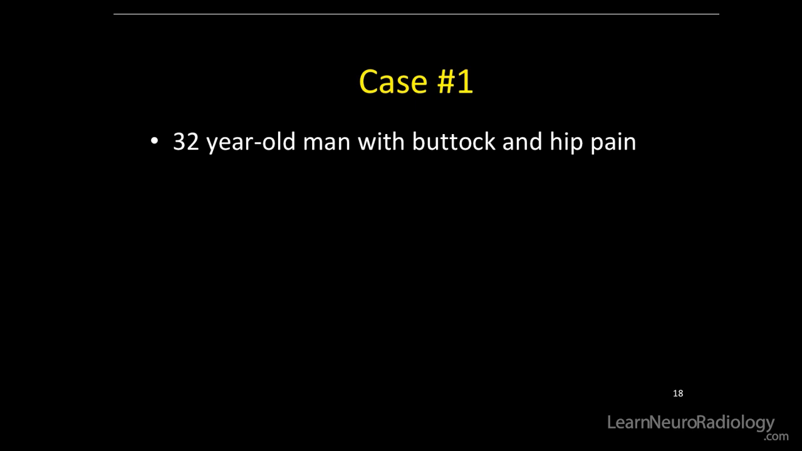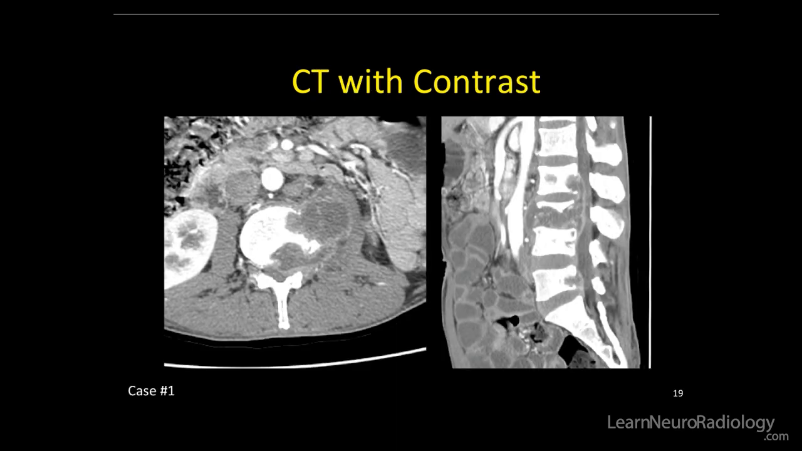All right, case number 1, a 32-year-old man with buttock and hip pain. Here's the initial CT with IV contrast, and you can see there is a destructive lesion, pretty much destroying almost all of the L3 vertebral body, and it has some extension outside the vertebral body.